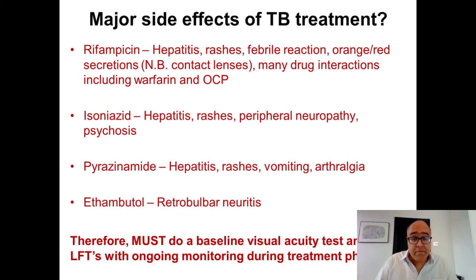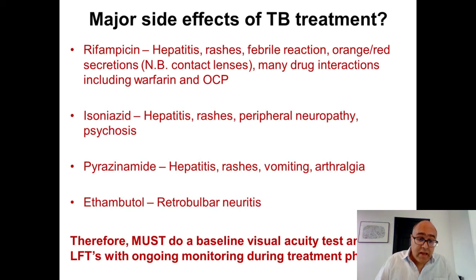Pyrazinamide again can cause similar side effects, but the main unique one to that is arthralgia. So patients can get really quite bad joint pains as a result of pyrazinamide. And ethambutol, the clear concern is relating to vision and loss of vision altogether.